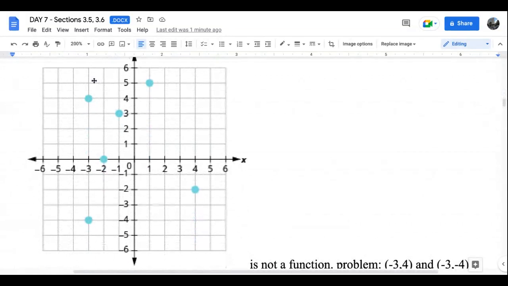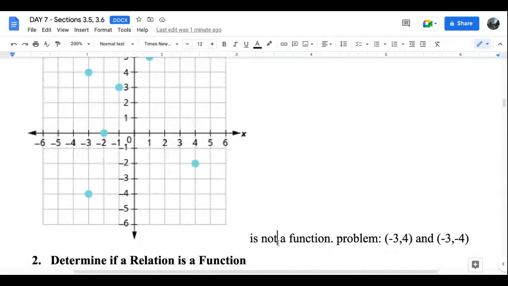But this is a function, right? Oh, this is not, because these 2 points, -3, correspond to 2 points. So these 2 points are on the same vertical line. So it fails to be a function.